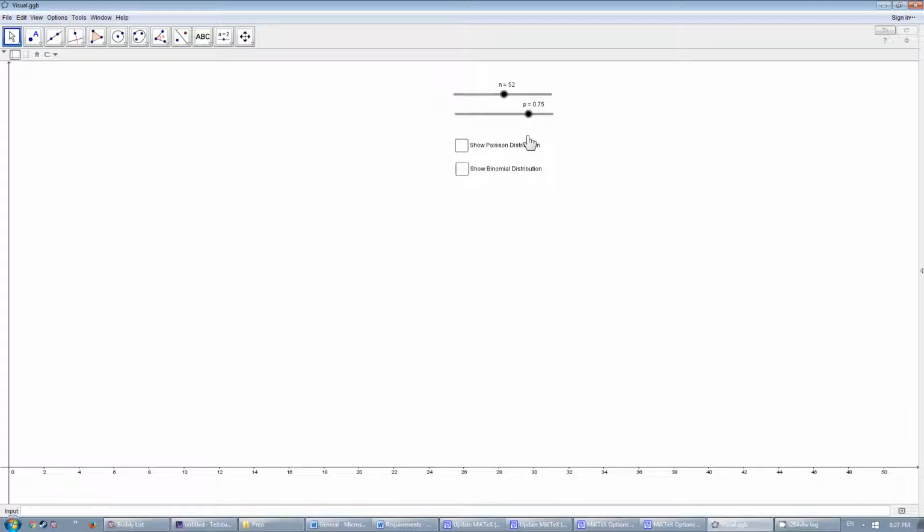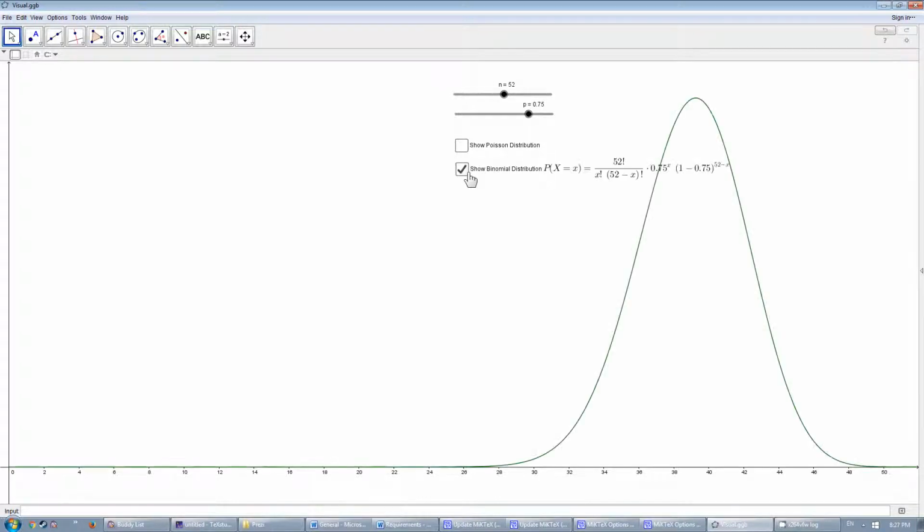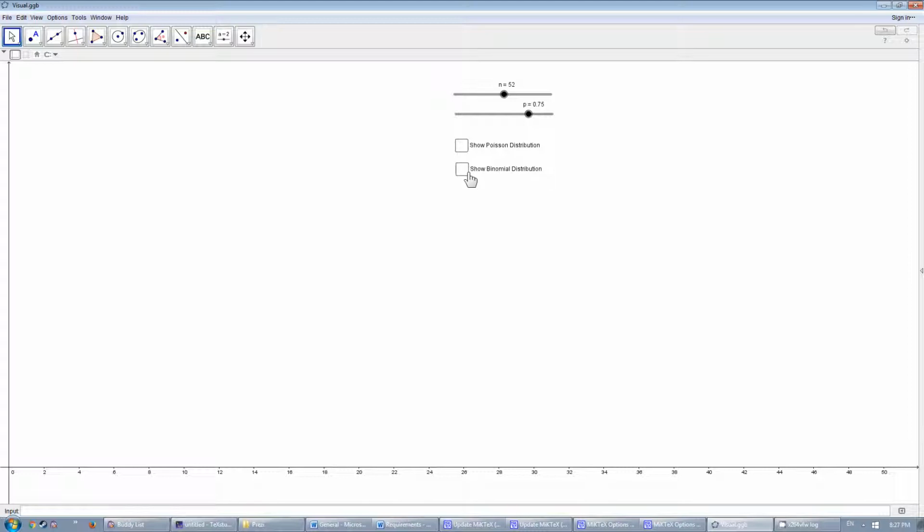And for the Poisson distribution, the expected value is m, as well as the variance. So we know the binomial distribution expected value is n times p. So what if we set the m value for Poisson to be equal to n times p? So then they have the same expected value.